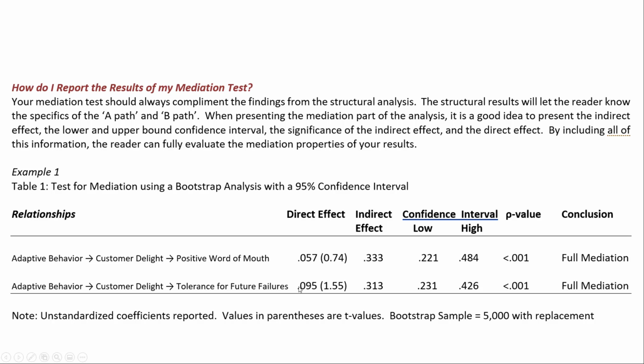Then I'm going to present the indirect effect right here, and beside it, I'm going to present the confidence interval of the high and low. That's going to tell me if my indirect effect was actually significant or not, whether that indirect effect within the confidence interval crossed over 0 or didn't. Because if it doesn't cross over 0, it's at a significant level. I like to put the p-value in here as well, just to give the reader a little more information on its significance level.